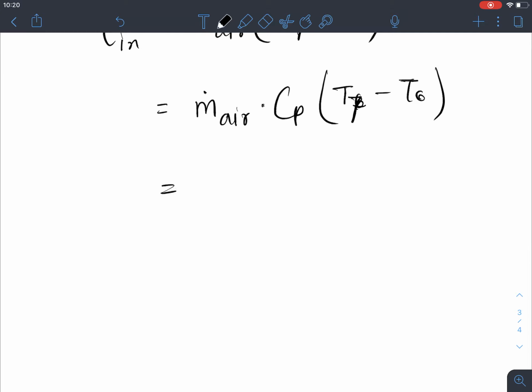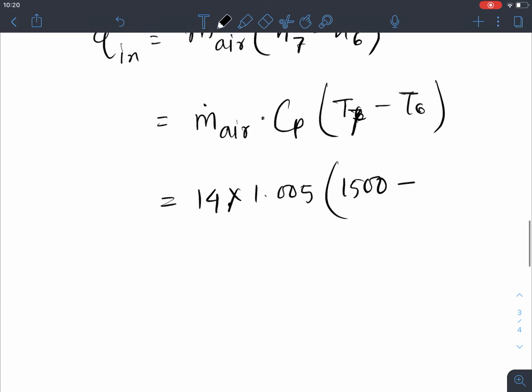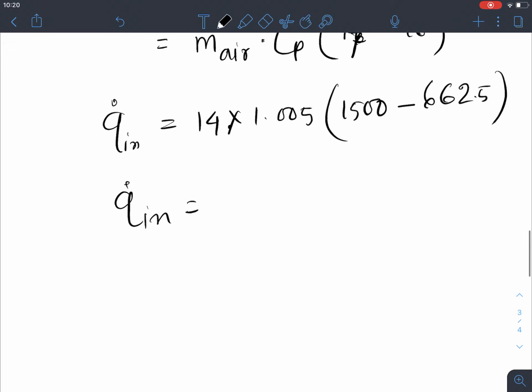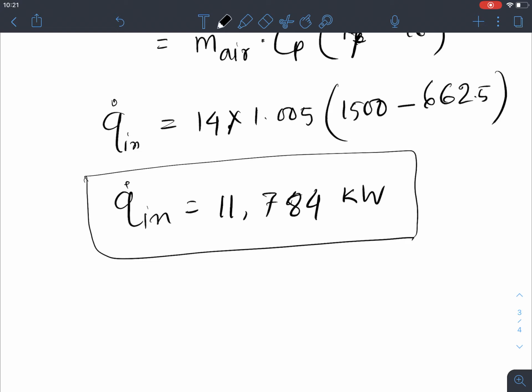Okay, so we know everything here. Mass flow was given as 14 kg per second, and Cp is 1.005, times T7, the maximum temperature of this cycle, 1500, minus T6, which we just determined, 662.5. So Q in would be 11,784 kilowatt. Okay, that's a large amount of heat generated in the combustion chamber.